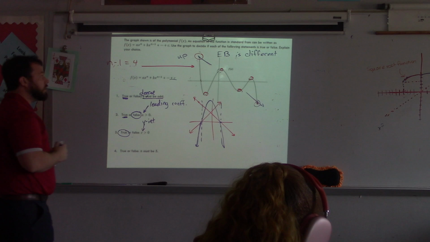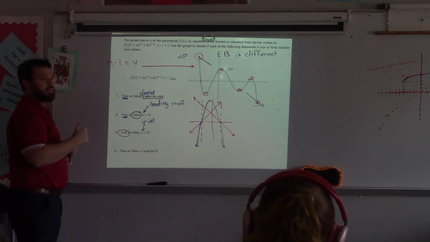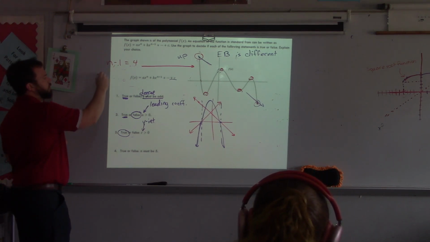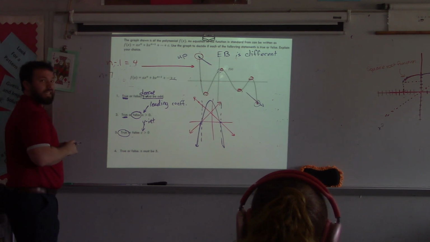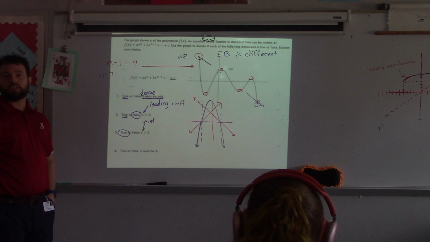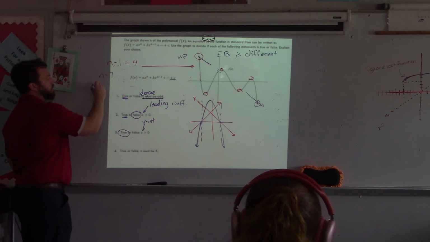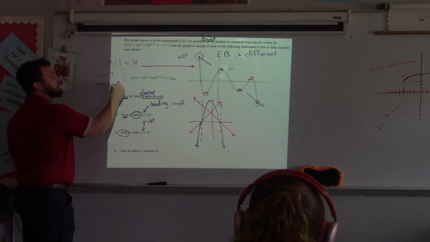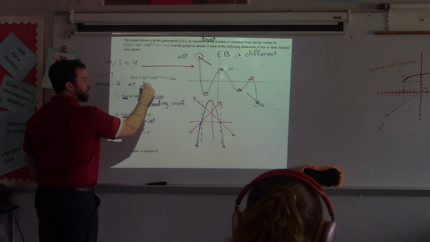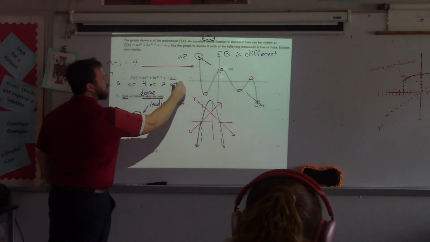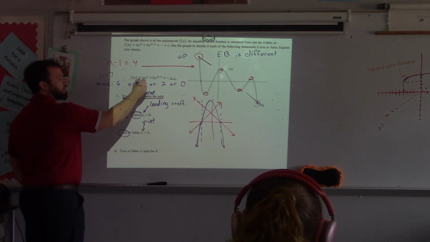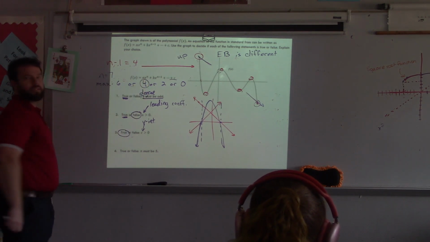So it most likely is five, and I just said that now, but let me ask this. What if the degree was seven? If the degree was seven, how many turns, how many extrema could that function have? Six. It could have a max of six, but it could also have four or two or zero. So could it be something other than fifth degree?